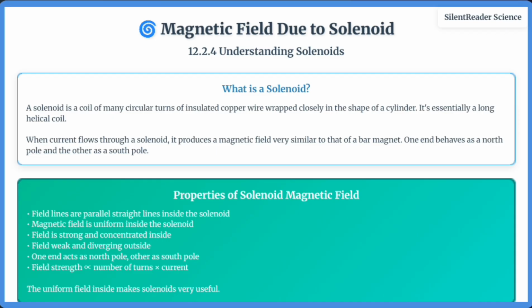Let's now study solenoids and their magnetic properties. A solenoid is a coil of many circular turns of insulated copper wire wrapped closely in the shape of a cylinder. It's essentially a long helical coil. When current flows through a solenoid, it produces a magnetic field very similar to that of a bar magnet. One end behaves as a north pole and the other as a south pole.